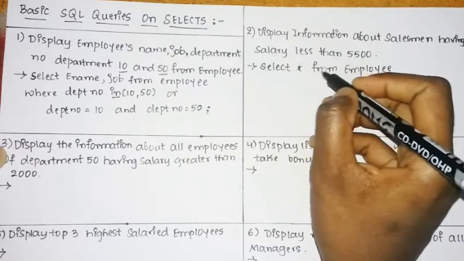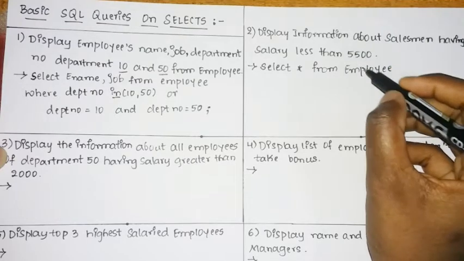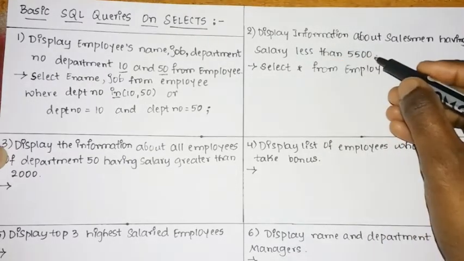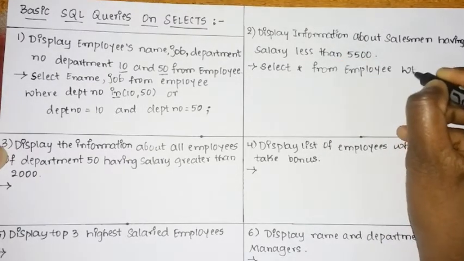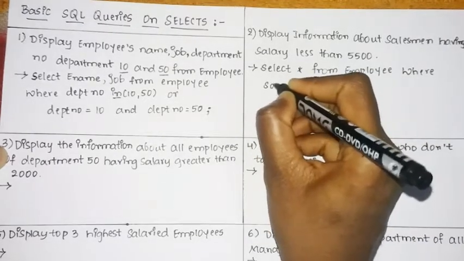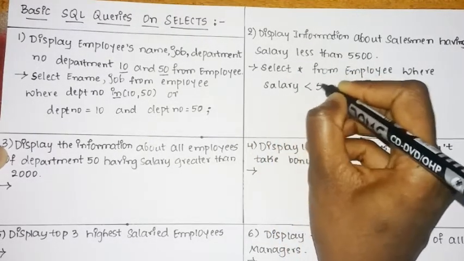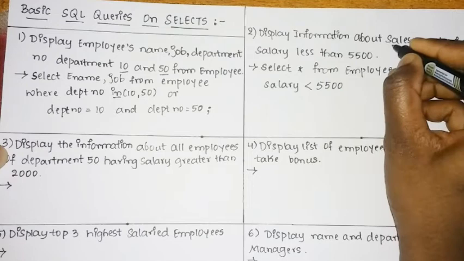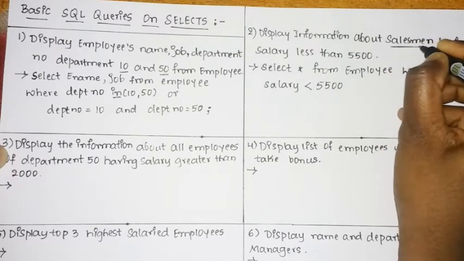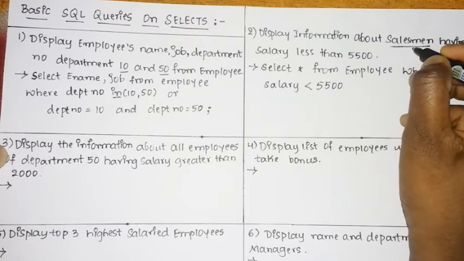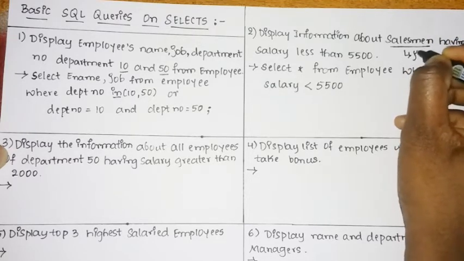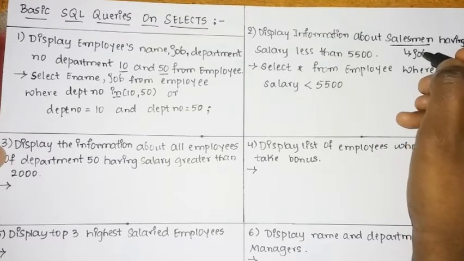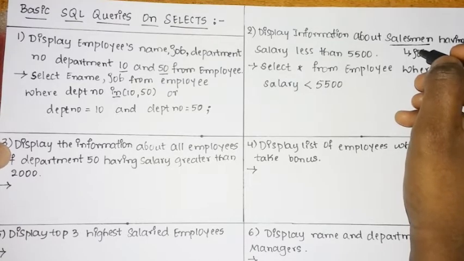So select star from employee means it will select the entire table, that is employee, and they have mentioned where salary is less than 5,500. So salary is less than 5,500 and they have mentioned that he is a salesman. So you need to display all the information of the person, that is the salesman. So you can say salesman is one of the categories of a job, like within the job he can be a salesperson or he can be a manager. So you need to display the information of the salesman.